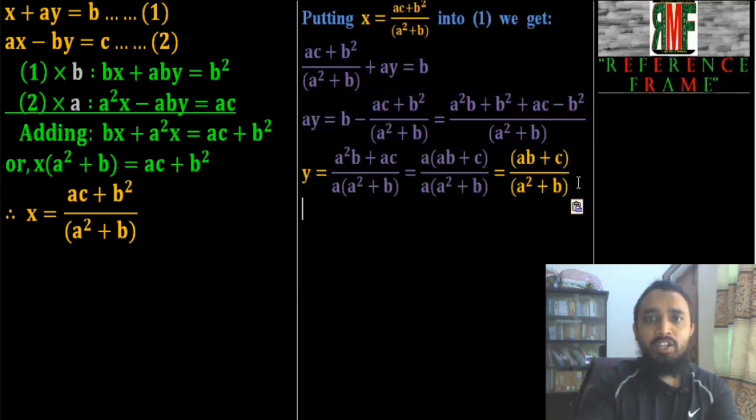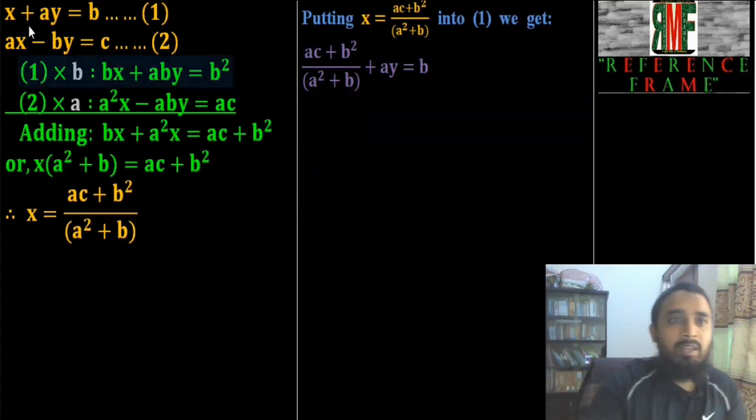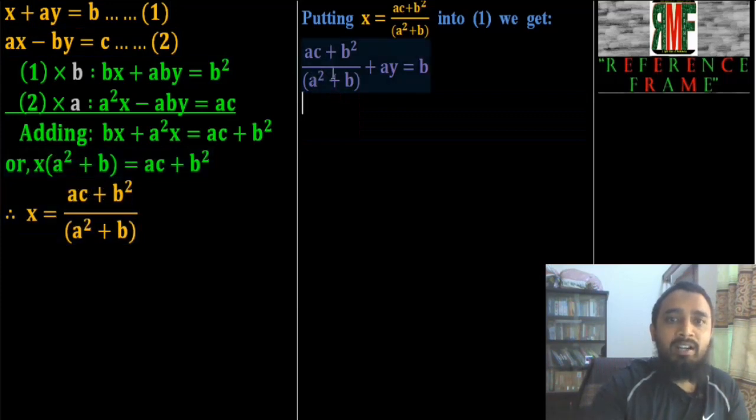So putting the equation back into the first equation, what are you gonna get? Just replace x by its new value. New value is ac plus b square divided by a square plus b, plus ay is equal to b.